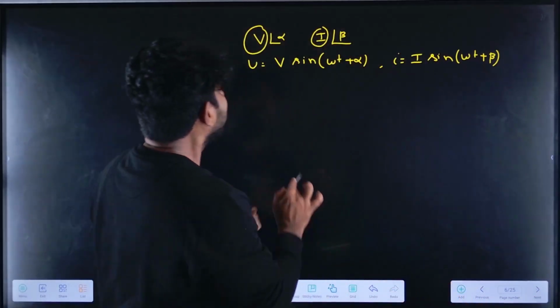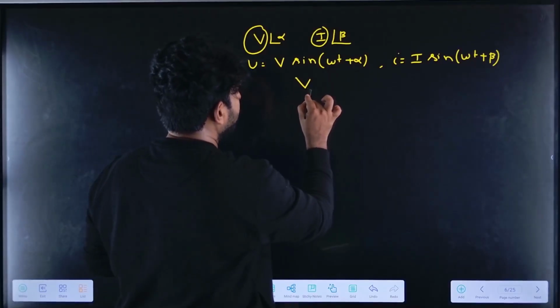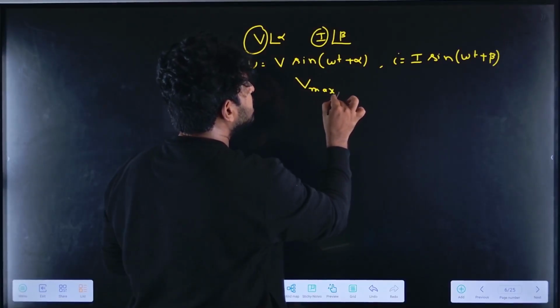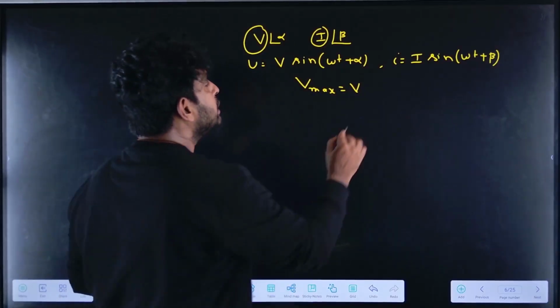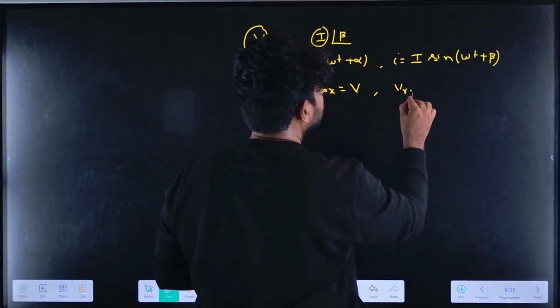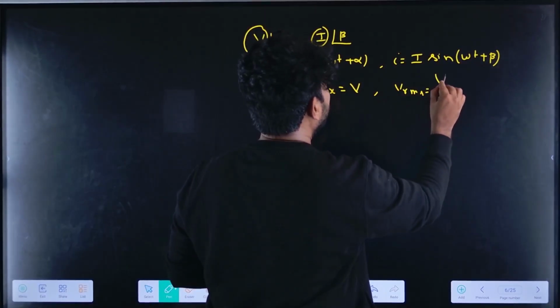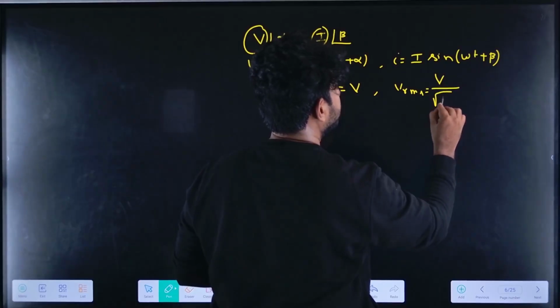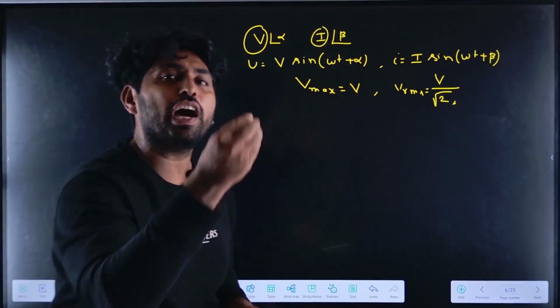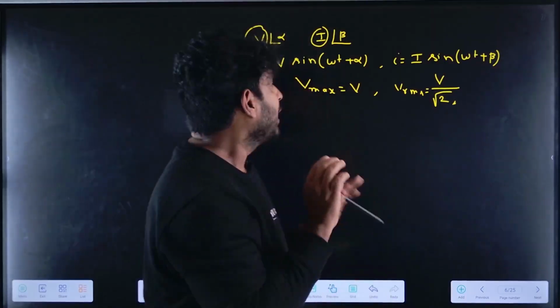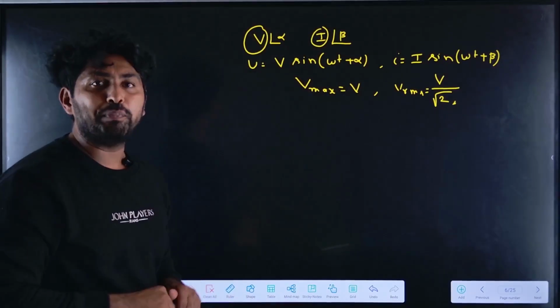Here it was given as the maximum value. Maximum value is given as V. How can we find the RMS value? RMS value equal to maximum value divided by root 2, right? VRMS equal to V max divided by root 2. Similarly, IRMS equal to I max divided by root 2. Now let us find the power.